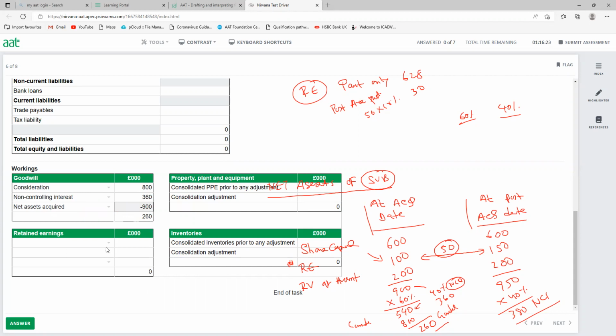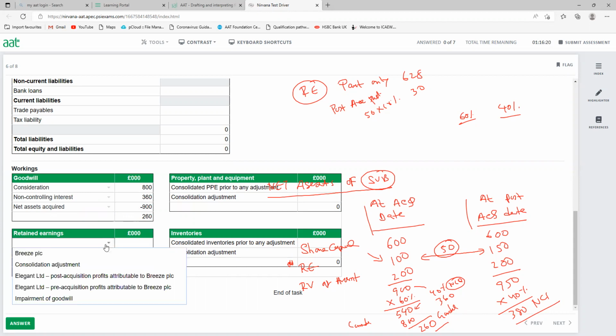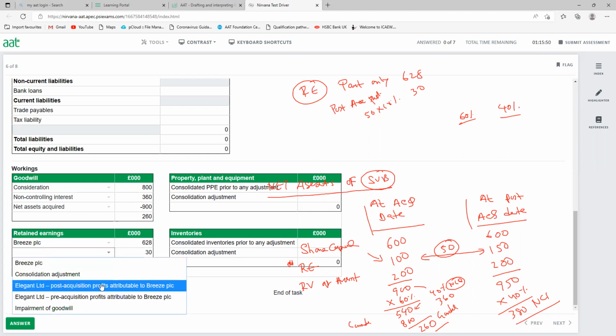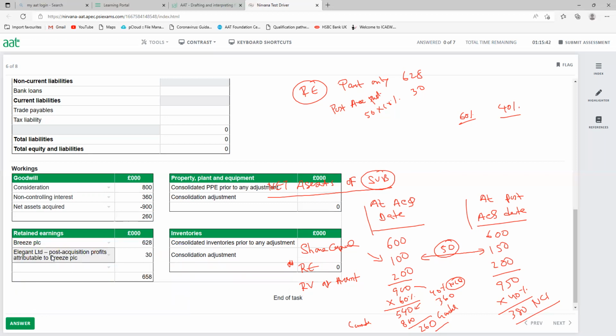The next one is the retained earnings, RE. So we take from the parent only, remember that. The parent company we have here is B Limited, and their retained earnings are 628. We have checked that before, 628. And after that, we have to look at the post acquisition profit, 30. We have calculated that. From the 50 we will take 60% from the subsidiary. We have 30 here. So that is post acquisition profit, A Limited post acquisition profit to B Limited. Remember that it is post, not pre, acquisition.